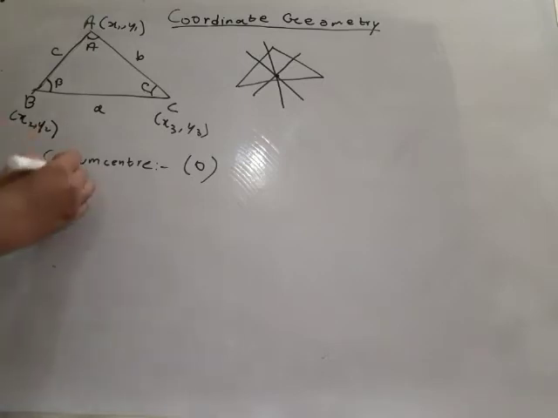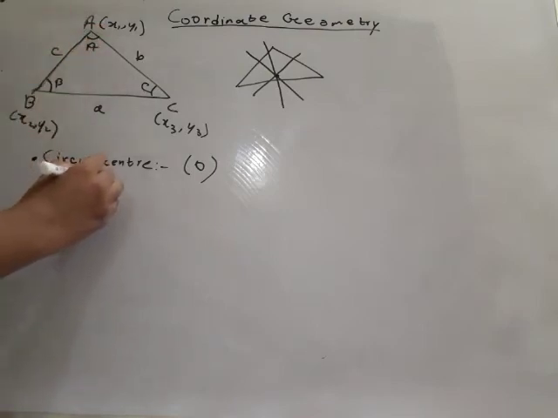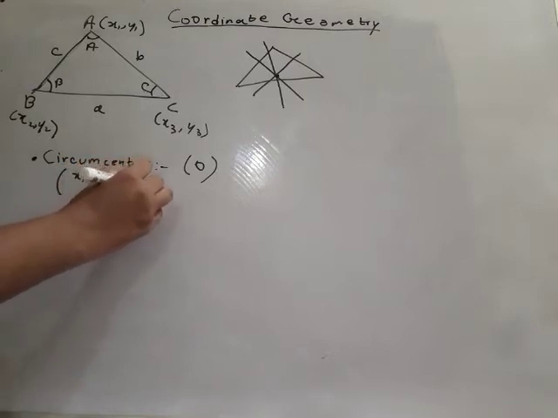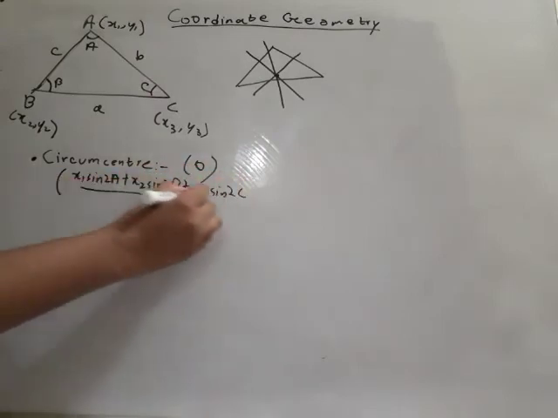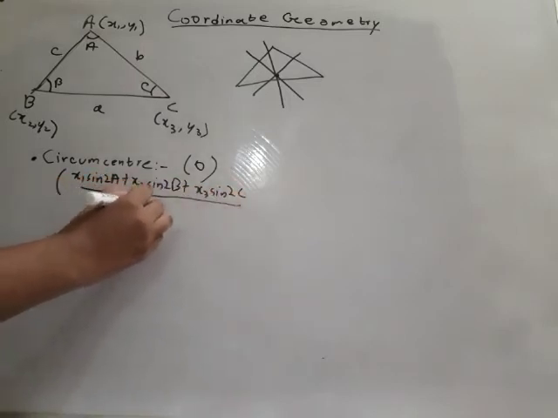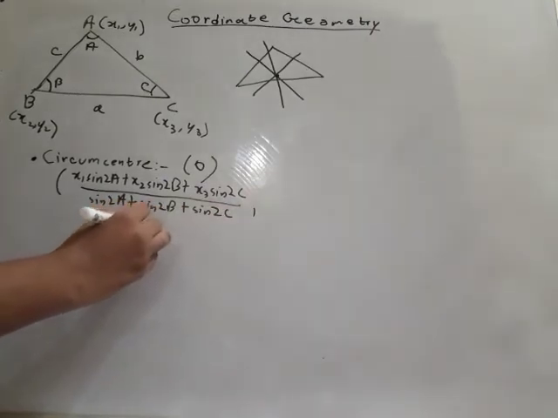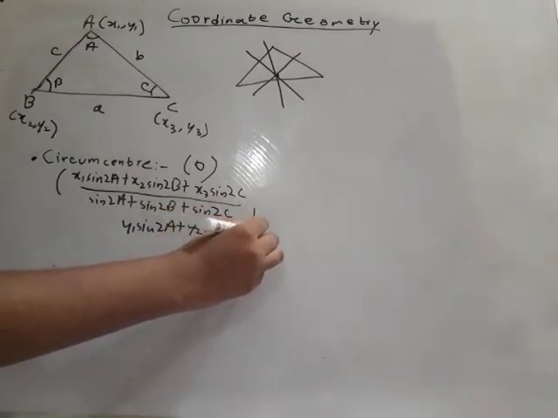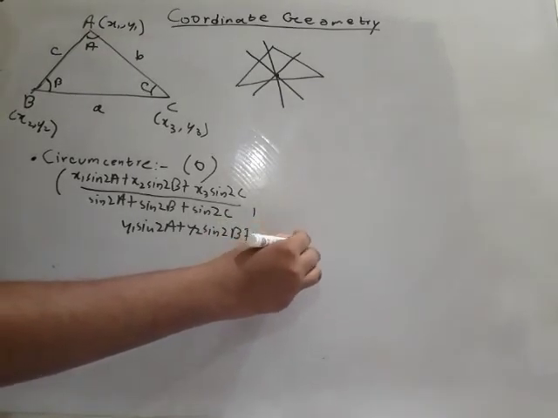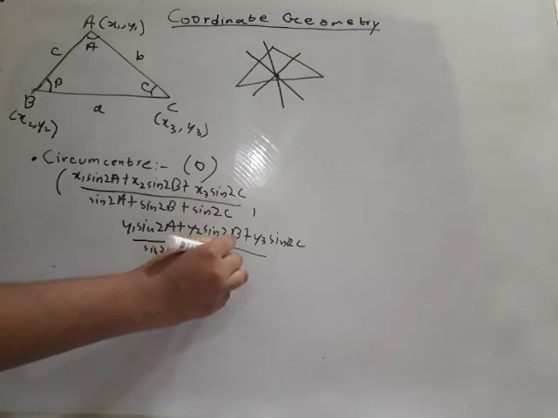How to find the circumcenter? We can find it using this equation: the x1 coordinate multiplied by sine of twice the angle, means (x1 sin 2A + x2 sin 2B + x3 sin 2C) / (sin 2A + sin 2B + sin 2C), comma, (y1 sin 2A + y2 sin 2B + y3 sin 2C) / (sin 2A + sin 2B + sin 2C).